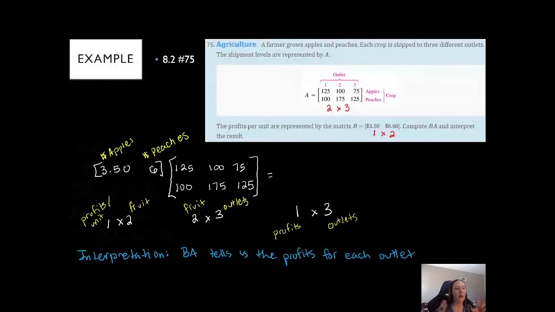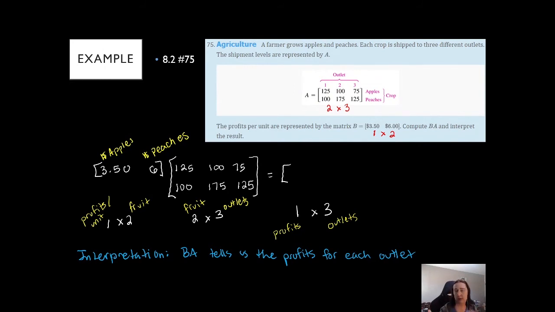So we've got profits per outlet. That's our interpretation. I don't have a lot of space here to go through all of the multiplying, just basically room enough for the answers. So I am going to just use my calculator to do the multiplication and addition all in one step.